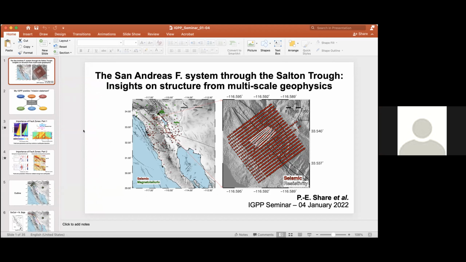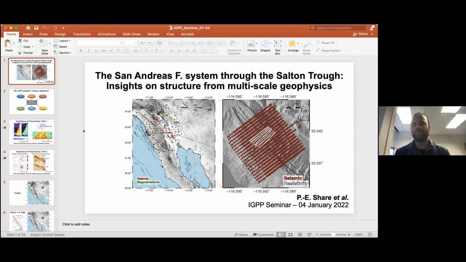Sure. Very interesting talk. I was just curious if you could say anything about the Brawley seismic zone, and if you see that as sort of an accommodation zone for stepping over between the San Andreas, Imperial, and San Jacinto faults.